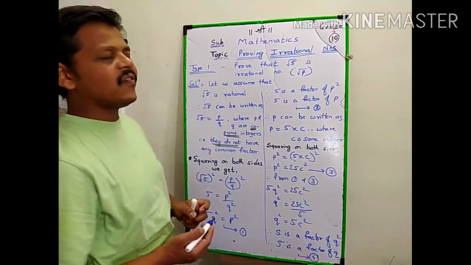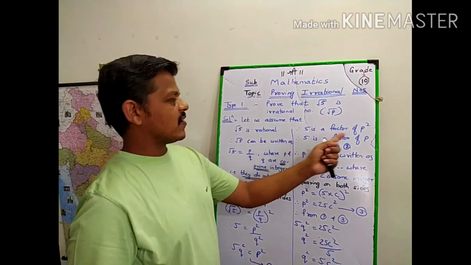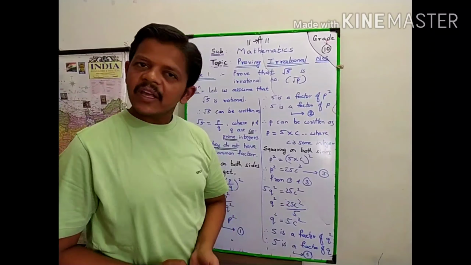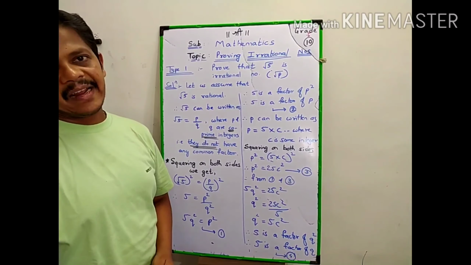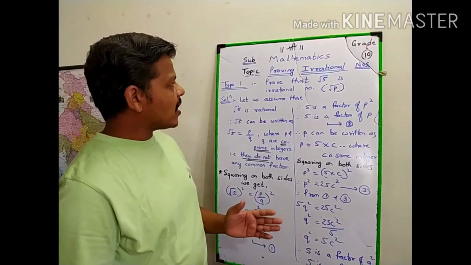5 is a factor of q. 5 is a factor of p, 5 is a factor of q. Contradiction. And that makes root 5 an irrational number. So this is all about the type 1.